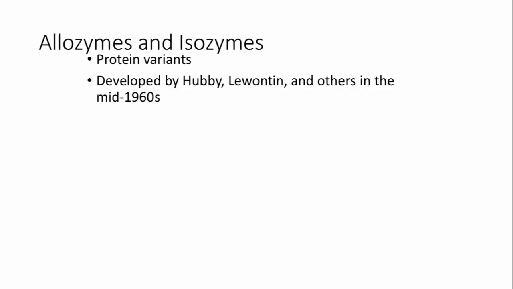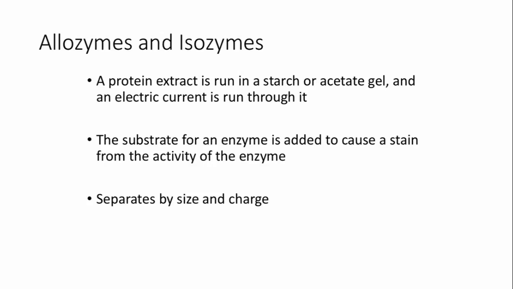These are protein variants that were developed by Hubby, Dick Lewontin at Harvard, and others in the mid-60s. The idea is that you extract protein from a tissue. It could be human, it could be cow, it could be any animal, or any plant or fungi. You run it in a starch or an acetate gel, not that dissimilar to an agarose gel, where an electric current separates it by size and charge.